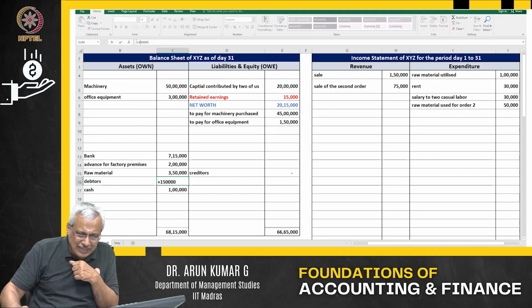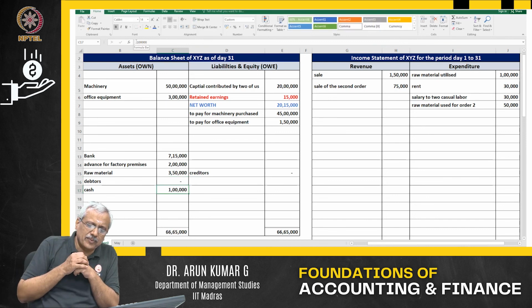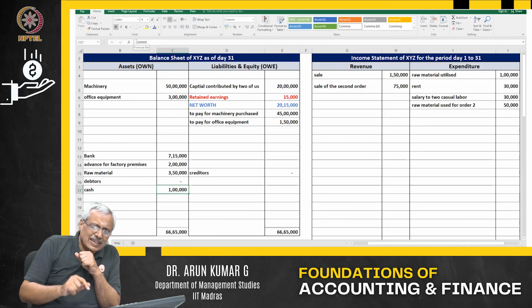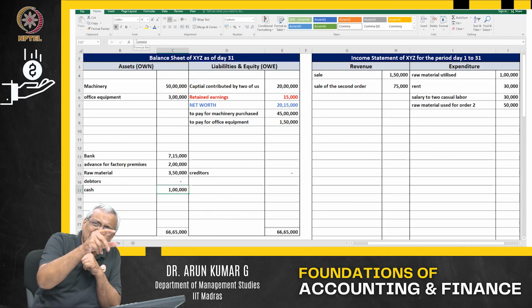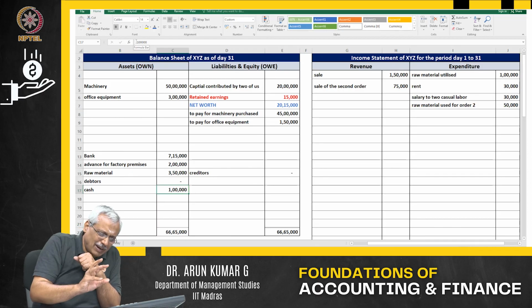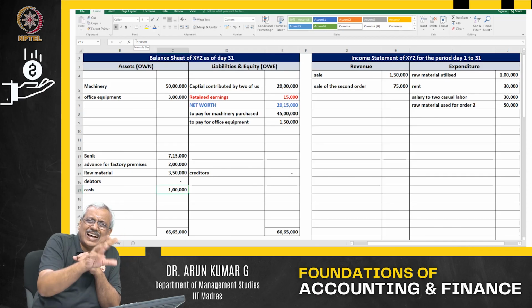Now once he pays, I am not eligible to get it from him because he has already paid and that's gone. So what is happening? In this case, we saw the same head getting impacted twice. Bank balance was increasing, my debtors was reducing. The asset is getting impacted twice out there.